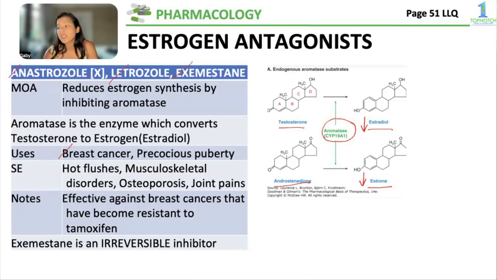So some of its side effects, unfortunately, include things like osteoporosis because we remember that estrogen is bone protective. So if we reduce estrogen, we also reduce the bone protection. We can also get joint pains and musculoskeletal disorders because of it. Because we're also reducing estrogen, parang naging menopausal state tayo, and so therefore, patients can have hot flushes or symptoms of menopause. So we use this whenever there are breast cancers that have become resistant to tamoxifen. And one thing to note, amongst the three, ang pinaka-irreversible sa kanila ay si exemestane. Siya ang irreversible inhibitor.